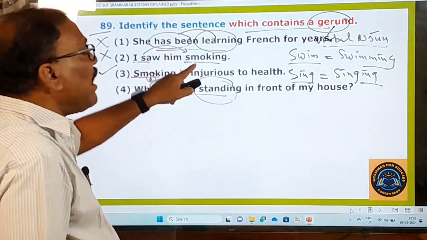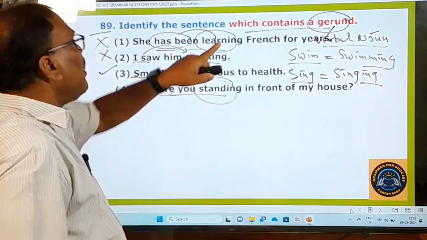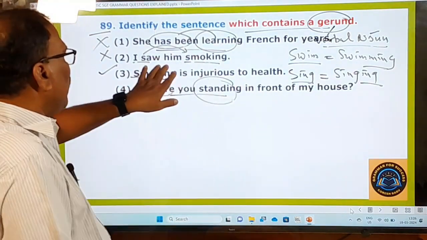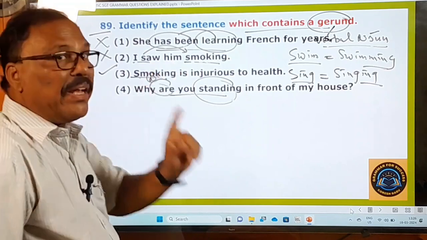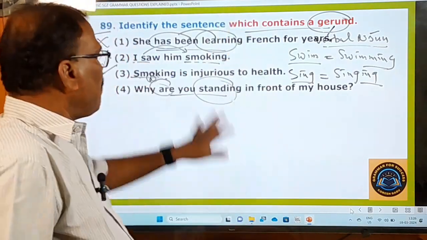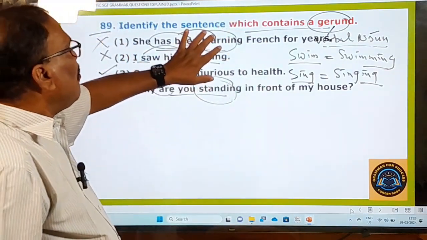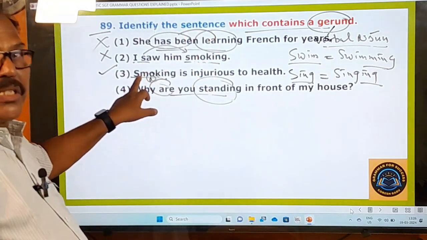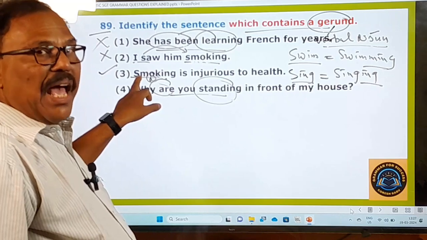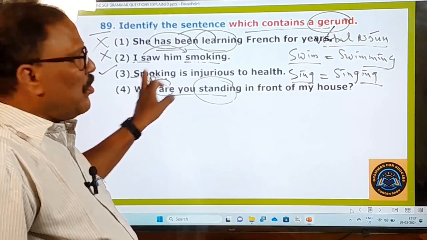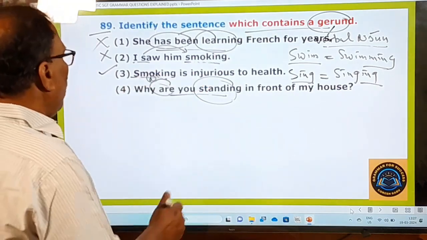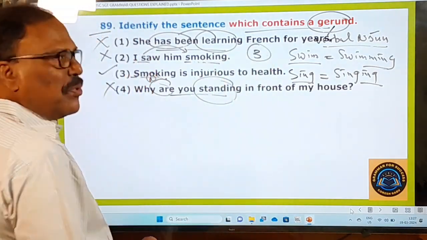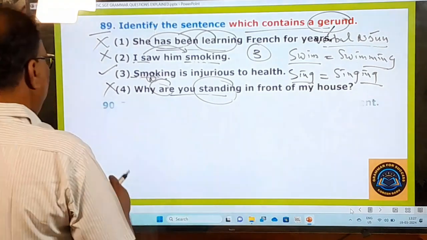I saw him when he was smoking. That is the meaning here. If you elaborate this sentence, what happened? I saw him when he was smoking. That's why it is a present participle. Only in this sentence, this smoking, this ing-form verb, is acting like a noun, and therefore it is a gerund. Your answer is therefore going to be the third one. Now let's go to the next question.